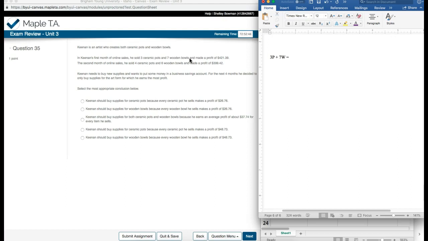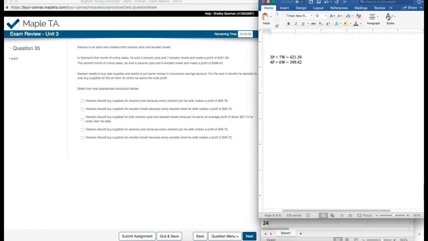So we'll do W equals $421.39. There we go. And actually, let's take off this dollar sign so that we don't have to do that later. The next one, we have 4 ceramic pots. So we're going to do 4P plus 6 wooden bowls, 6W. And in this case, this equals $399.42.